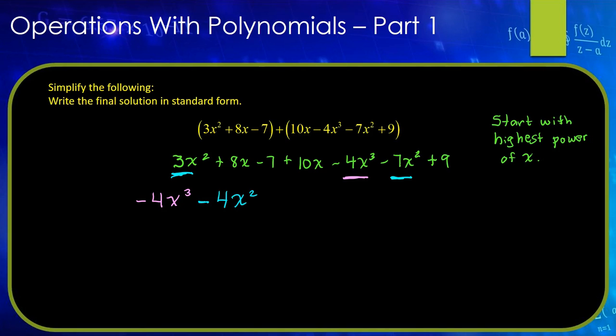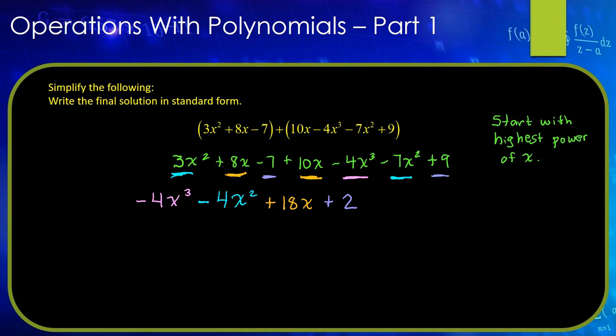Now I move down to the x's. I have an 8x and a 10x, so I can combine those two terms together, and a positive 8x plus 10x would be 18x. And lastly, I have my constant terms, so I have my -7 and my +9. If I take a -7 plus 9, I get a +2. And there is your final solution written in standard form.